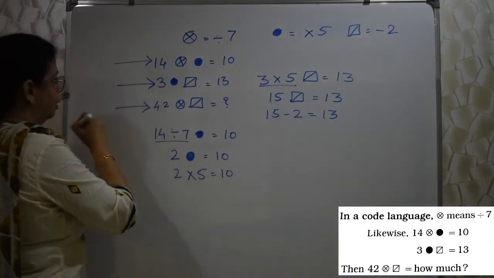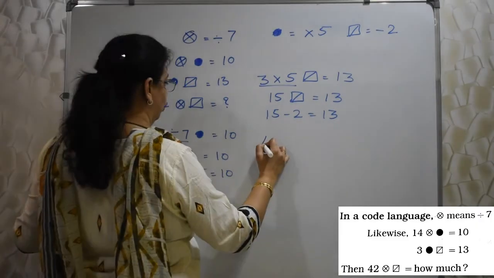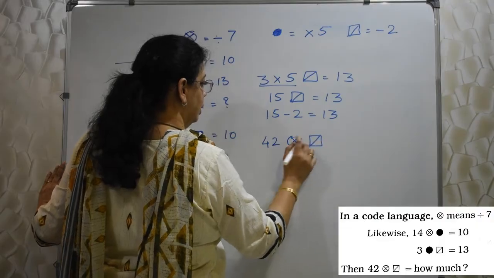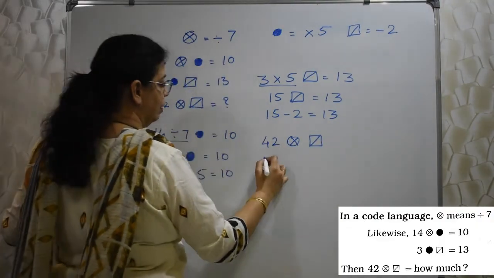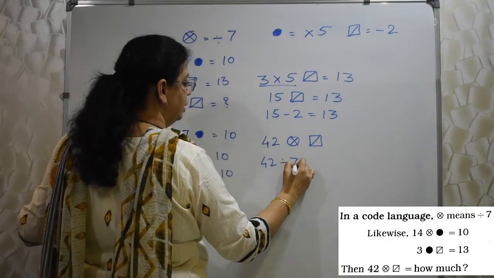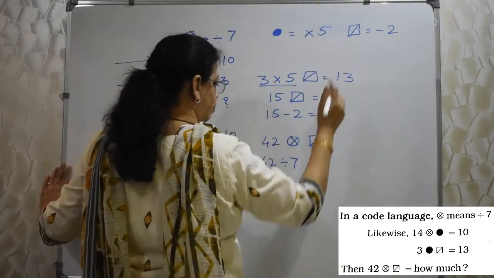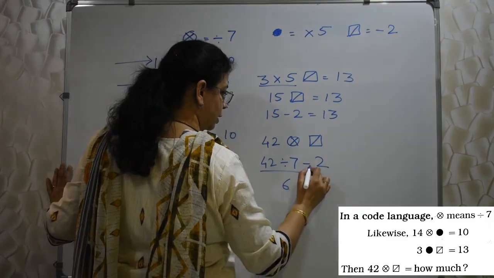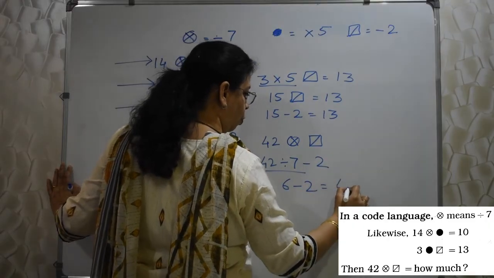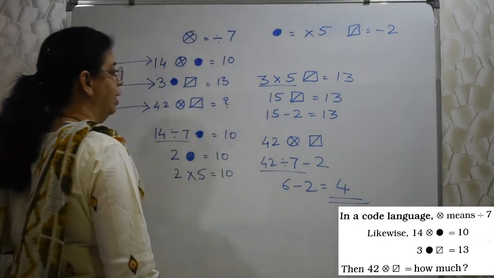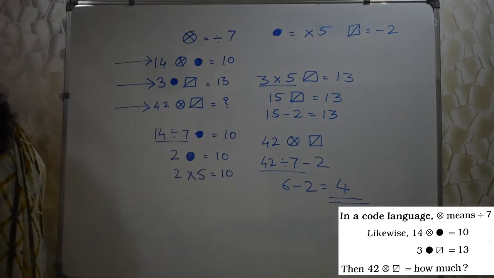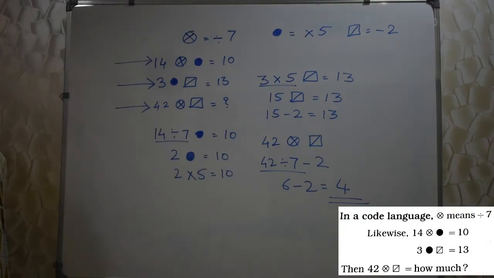Now I am trying to find out the final answer. Let me write it here first. So you will know its value. Divided by 7. 42 divided by 7. Its value is minus 2. Again BODMAS. First this 6 and then minus 2. 4. 4 is my final answer. Very interesting sum. The sum was already asked in 2018.